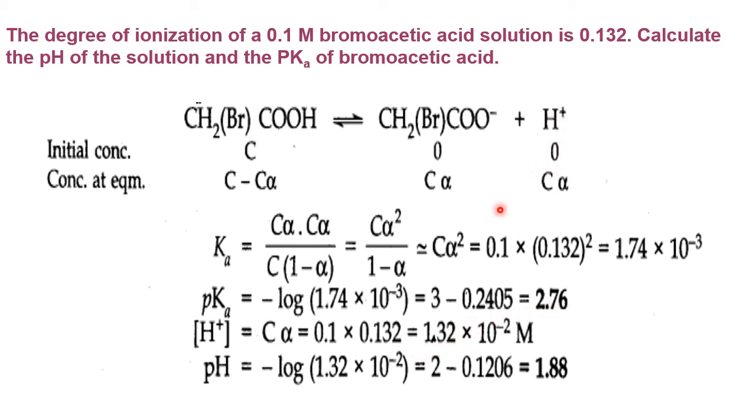Okay, right. Now what is the hydrogen concentration here? Taken as C alpha. C equal to 0.1, which is given here, and alpha we have calculated. So C alpha equal to 1.32 into 10 to the power minus 2 molarity. Now what is pH? pH equal to minus log hydrogen ion concentration, which is equal to C alpha. So I have substituted that here. Once again, log 1.32 plus log 10 to the power minus 2. So 2 log 10 minus log 1.32 gives you 1.88. Okay, right.